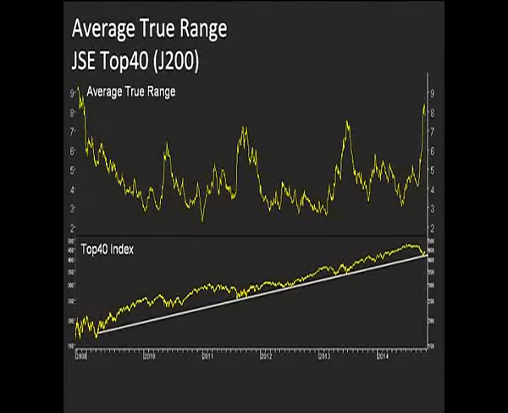Now, what the average true range does is it works out, over a 10-day period, what is the average range? In other words, the difference between the high and low of the trading range for each day over an average of 10 days. Okay. And it plots that.